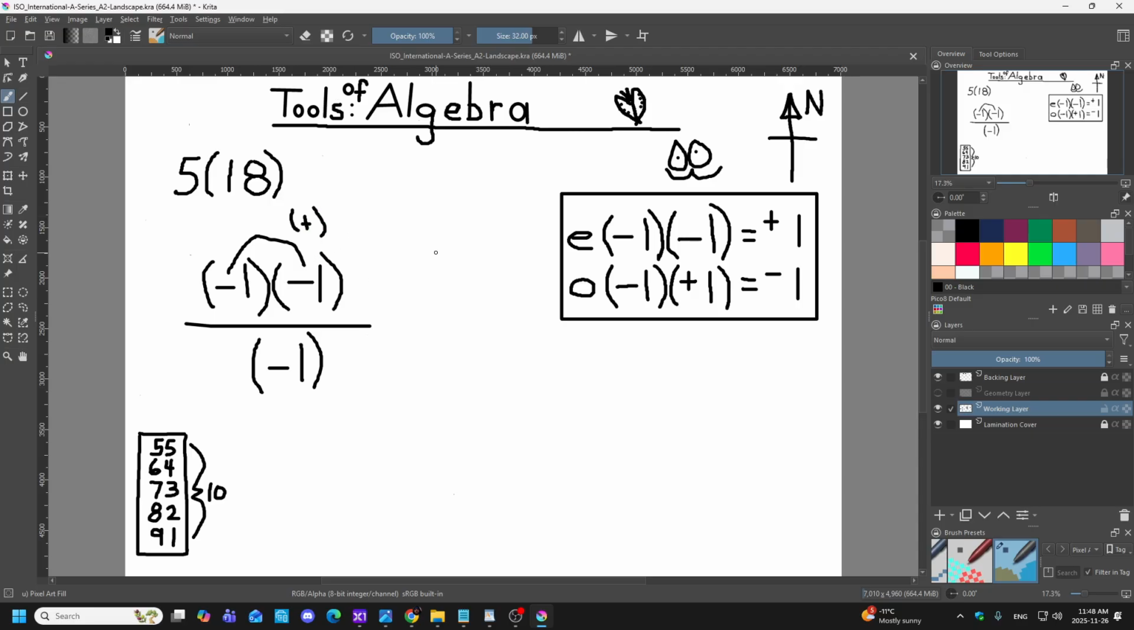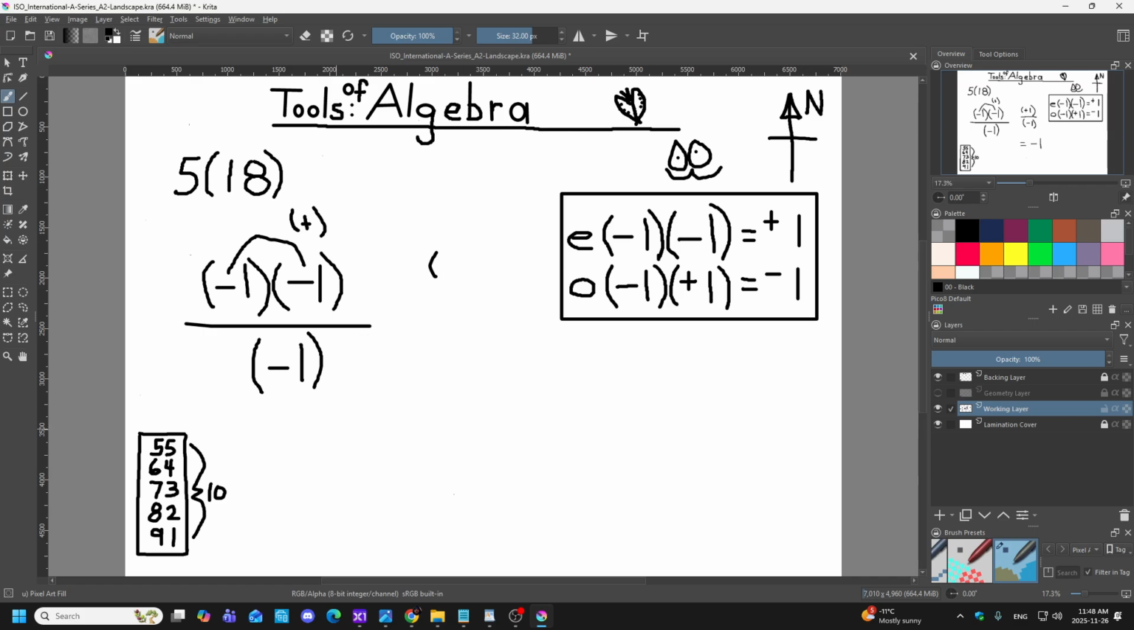Well, now we have a positive 1 being divided by a -1, right? And it doesn't matter, the rules still apply, right? We have an odd number, so therefore our answer is going to be -1.